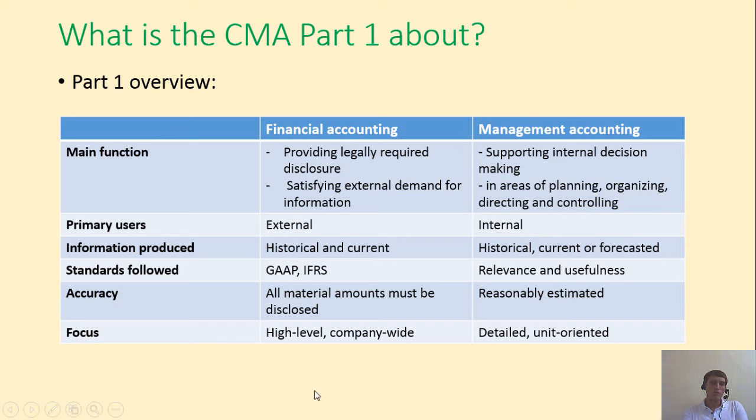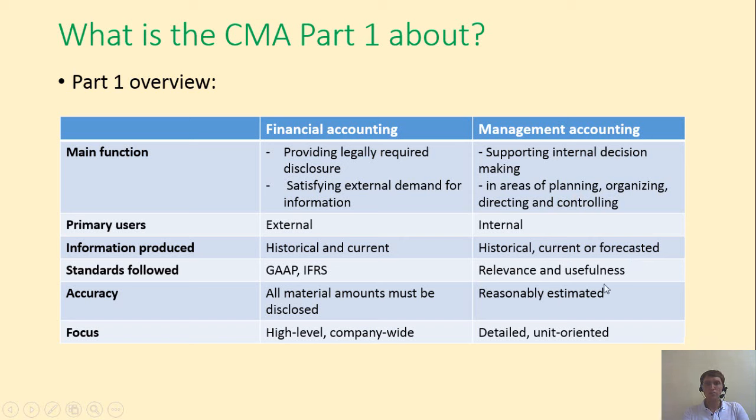Okay, so again, financial accounting provides information to external users, while management accounting provides information to internal users. Financial accounting information is focused on the historical performance of the firm and its current financial position. So the information produced is historical and current. Management accounting covers historical and current information, but it also cares about the future. Again, you need to do planning, and part of planning is budgeting. So you're going to forecast your performance and look into the future.